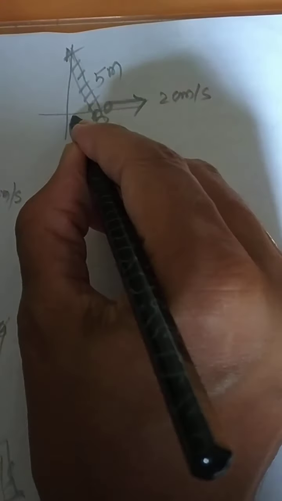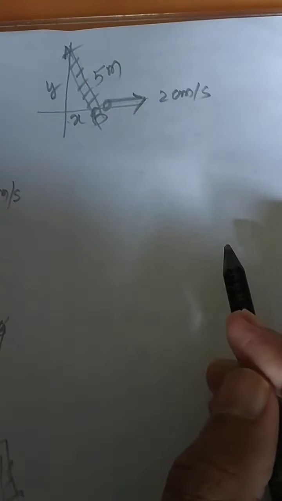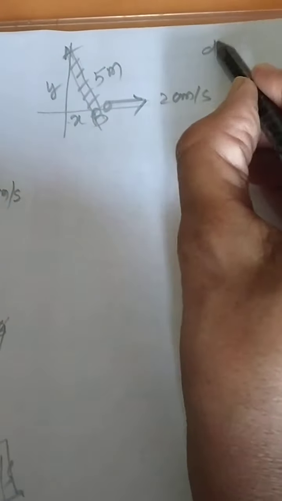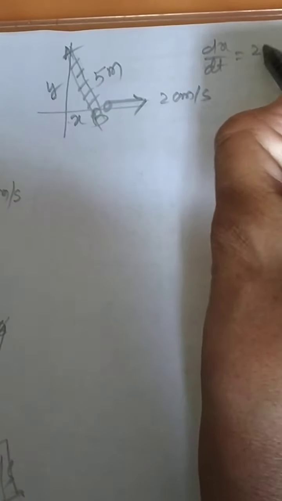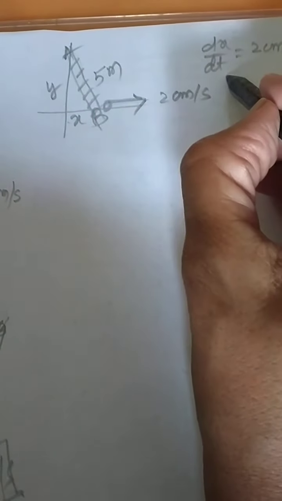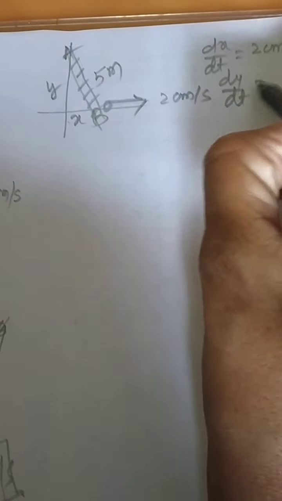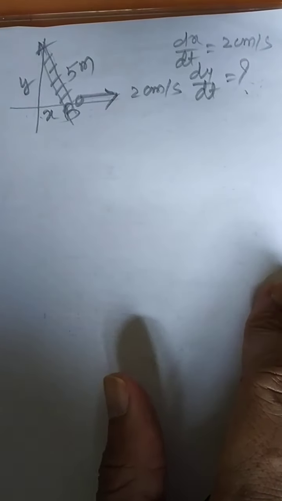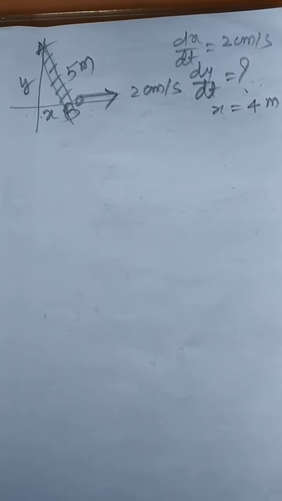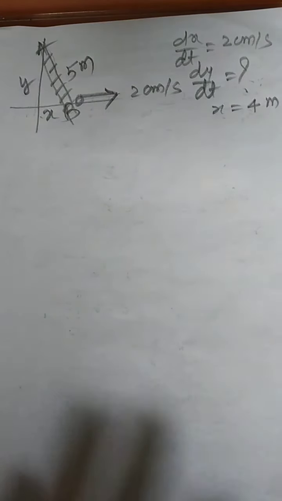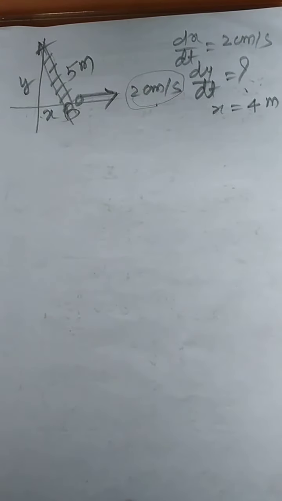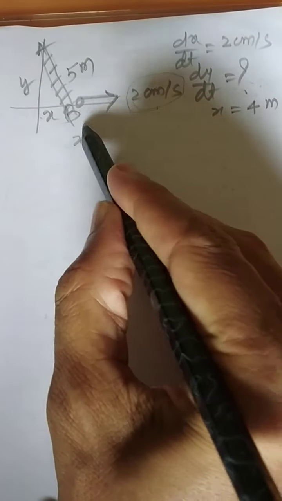So I consider this part as x, this part as y. The pulling is given, that means dx by dt is given, and pulling is nothing but 2 centimeter per second. Now, how fast is it coming down? The question is asked about dy by dt, whenever x is equal to 4 meter. In this question one should take a precaution that the rate of pulling is given in centimeter, but the length of the ladder is given in meter. So whenever you are writing, you should convert to one unit.